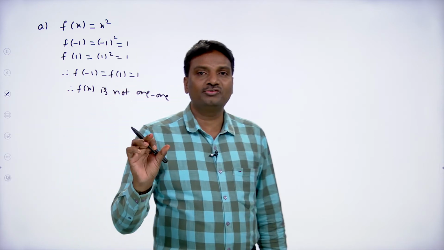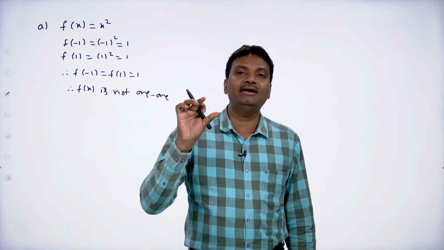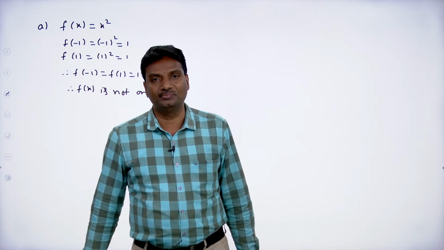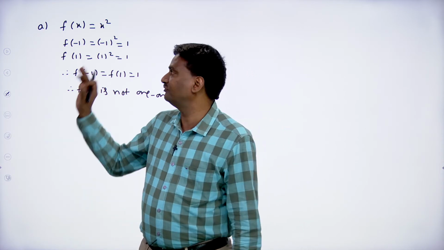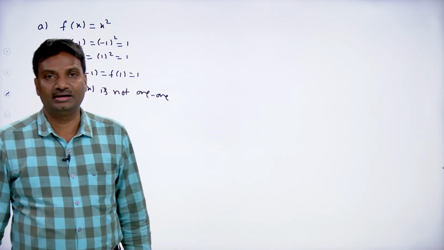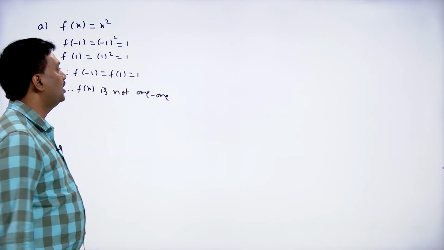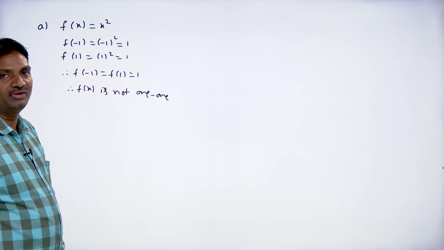Here y is under a square root, which means the value under the square root is defined only for positive real numbers including 0. If y is less than 0, that cannot be defined. So that's why we are getting range not equal to codomain. So we can say f of x is not an onto function. So we have proved f of x is not a one-one function.